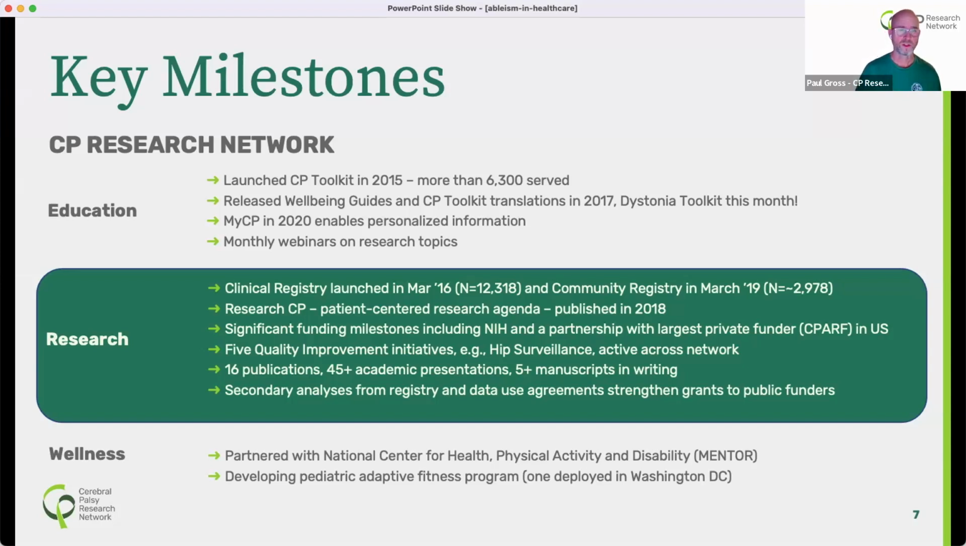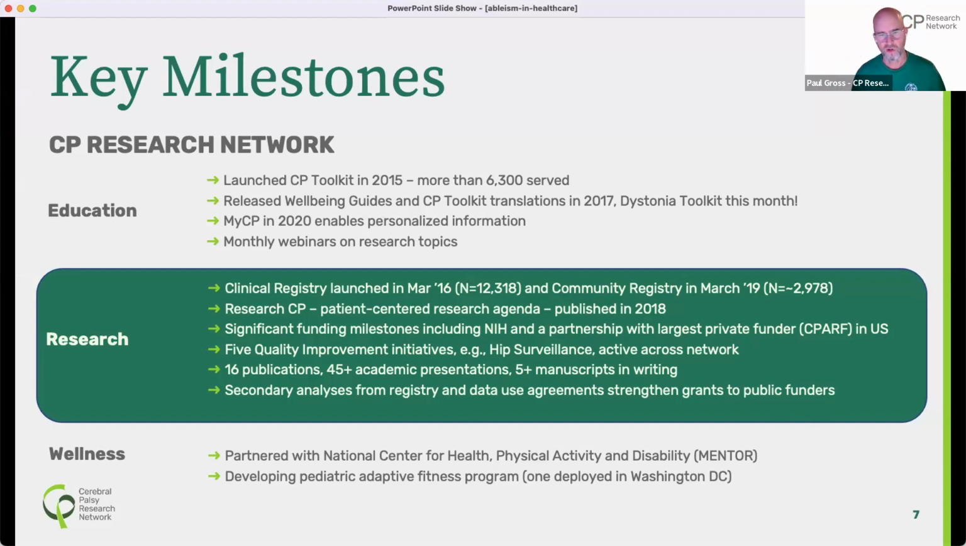We're also academically focused. We try to publish the results of our work. We've had 16 publications to date, over 45 academic presentations, and we've got many manuscripts based on our work that are in various stages of writing, submission, revision, that will be coming out over the next year. And then now that our registry is so large, we can use it as a basis of data to do secondary analyses, which is to say, you've got all this data, what can you learn from it? And so we're very actively doing secondary analyses and using the data that we've generated to strengthen grant opportunities with public funders.